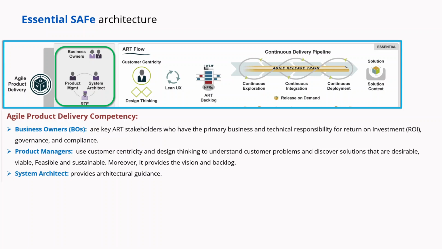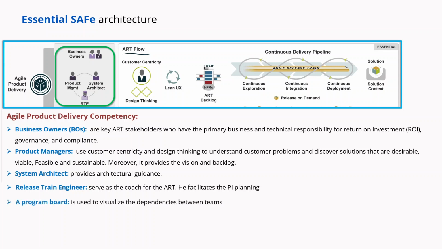Then we have the system architect that provides architectural guidance. And we find also the release train engineer that serves as the coach for the ART. He facilitates the PI planning, or the program increment planning. Also in this level, we use a program board, which is used to visualize the dependencies between teams.